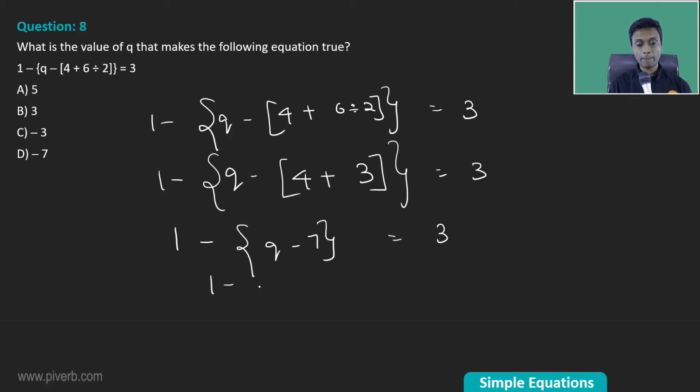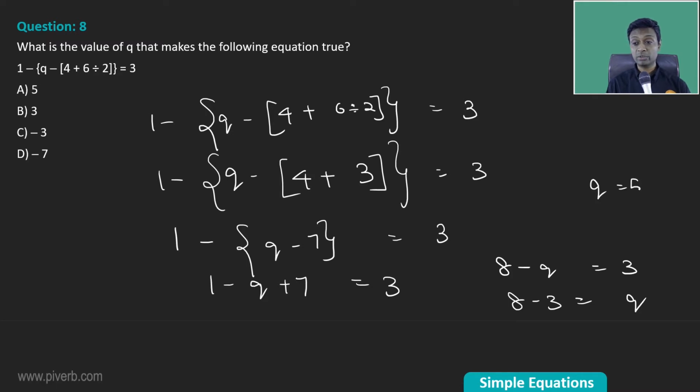This is 1 minus q plus 7 equals 3, or 8 minus q is 3. Bring the 3 to this side, q to that side. 8 minus 3 is q. Wonderful. So q should be 5.